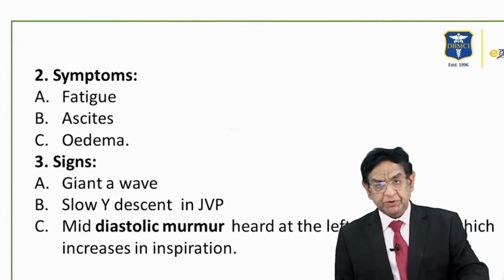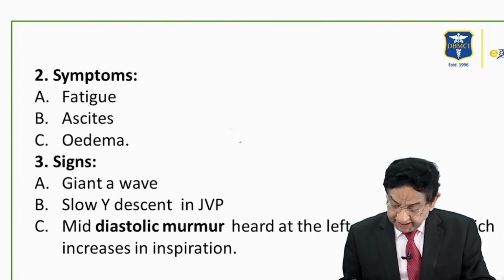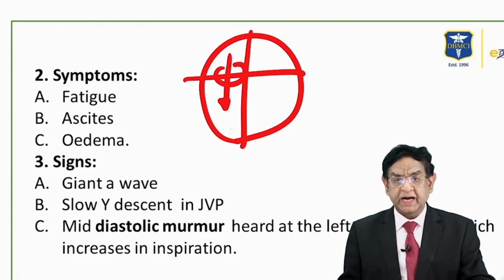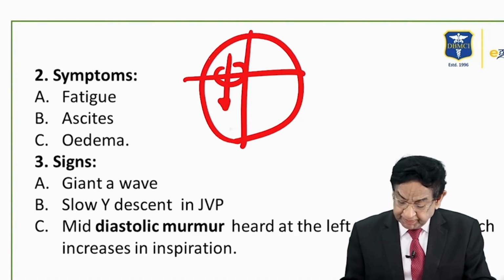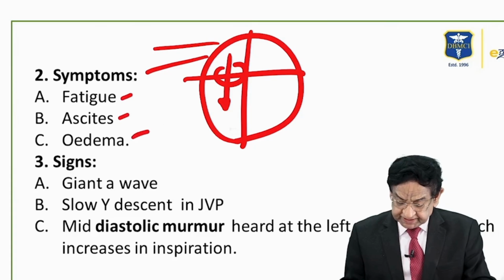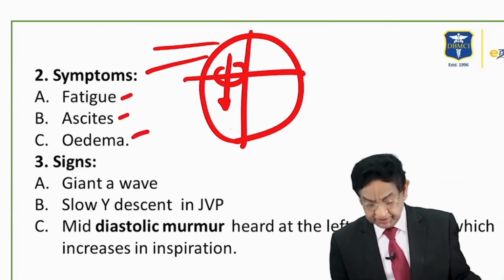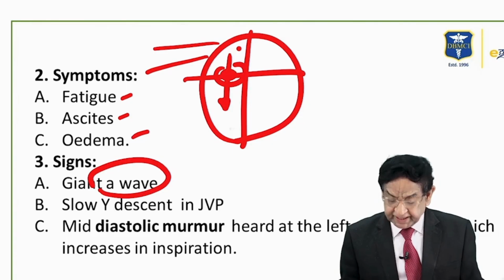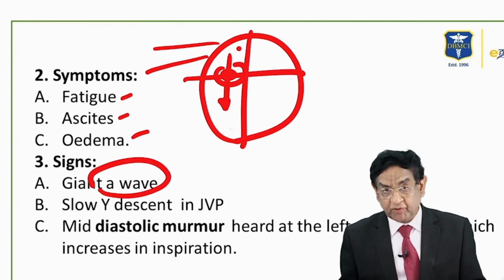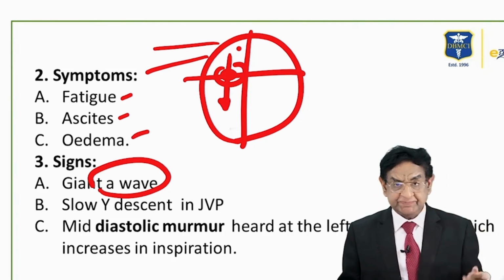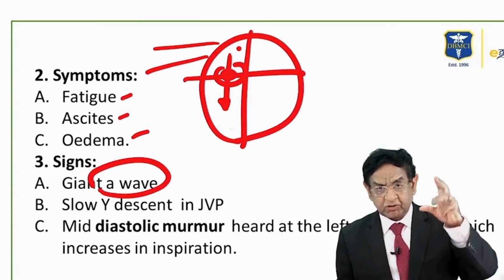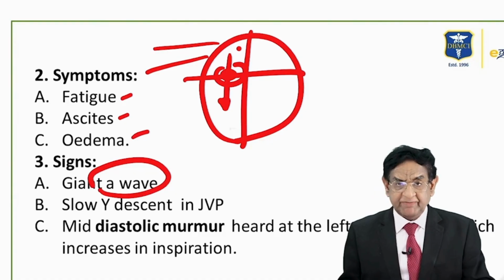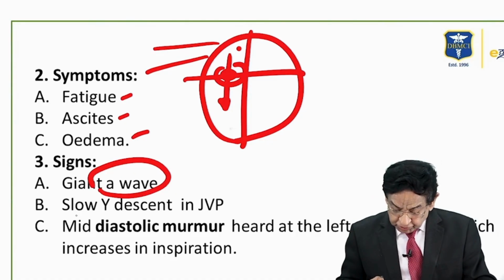Symptoms are again all due to back pressure. If you go back to the basics, blood is not able to come from RA to RV, so definitely back pressure will be there. Fatigue, ascites, edema, all back pressure. Giant A wave. Why? The atrium is contracting against a narrow tricuspid valve. We know the A wave is produced due to atrial contraction against the stenosed valve. So you get a prominent A wave and slow Y descent.